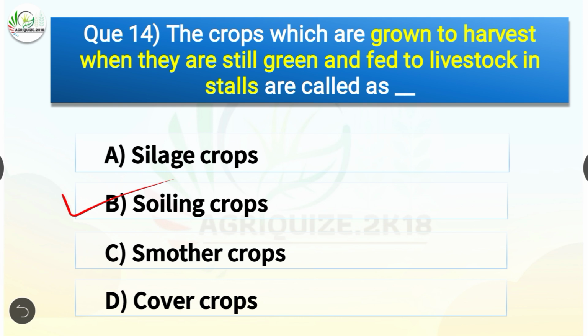Soiling crops, the practice of raising forage crops expressly for the purpose of cutting green and feeding in this condition is known as soiling. So this practice is more extensive in dairy farming than in any other line of animal industry.